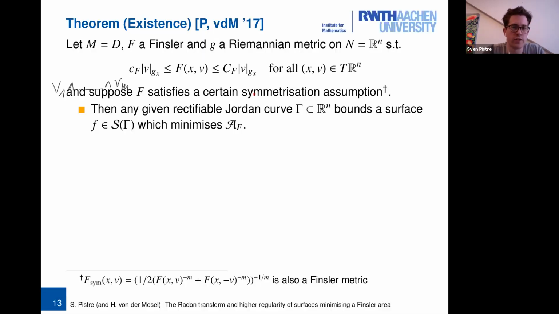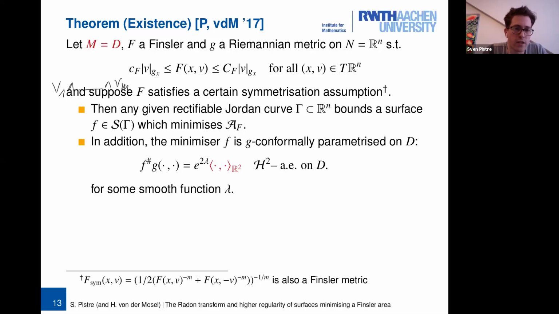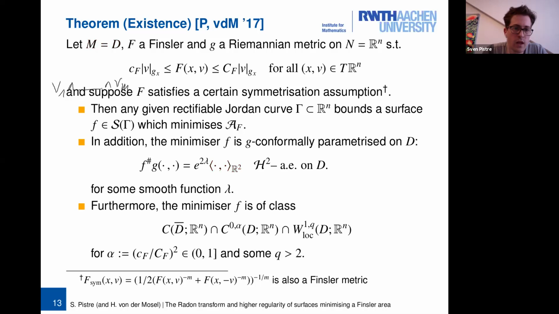And there is some symmetrization assumption on the Finsler metric, which is now not too important. Then I have existence of minimisers of this Plateau problem. And just as in the classical case, this parametrization is conformally parametrized with respect to this chosen Riemannian metric, this auxiliary one. And we have this low regularity result.